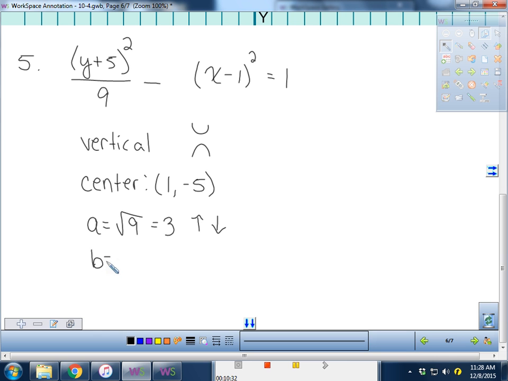B is the number that's underneath here. Well, this is over a 1, right? So if I square root 1, I get 1. Since that's underneath the x, that means I will move left 1 and right 1 from the center of my hyperbola. Alright, so let's go up and graph that.